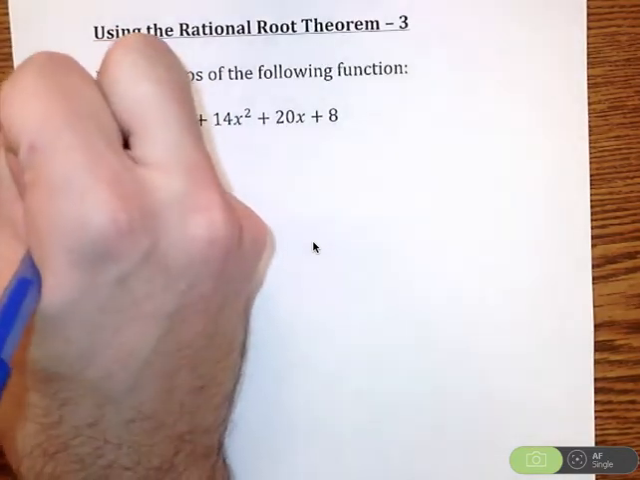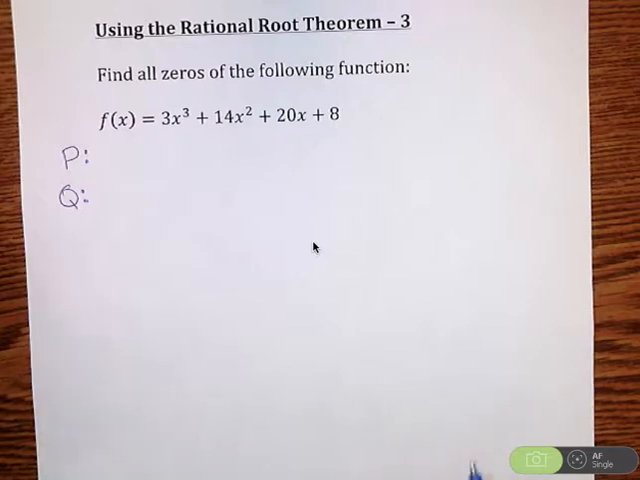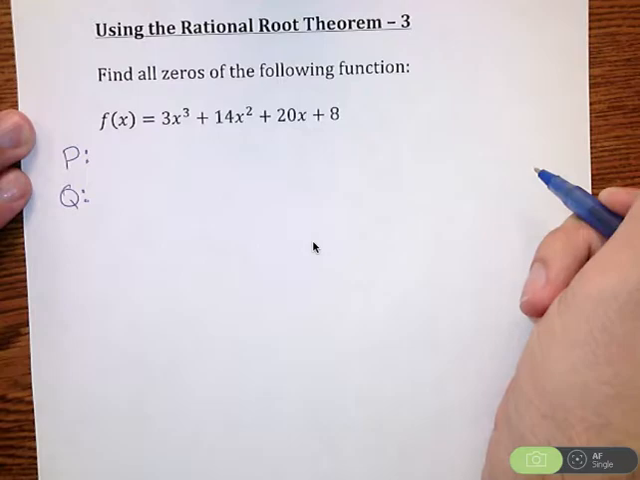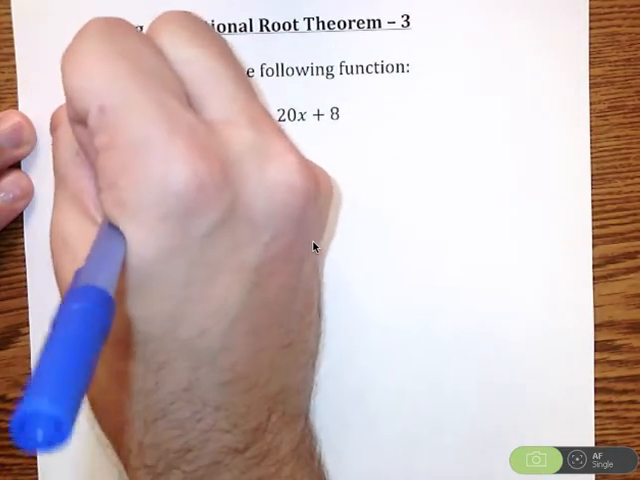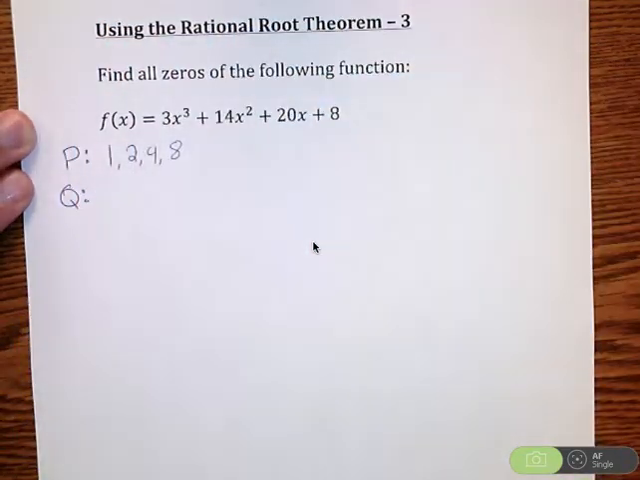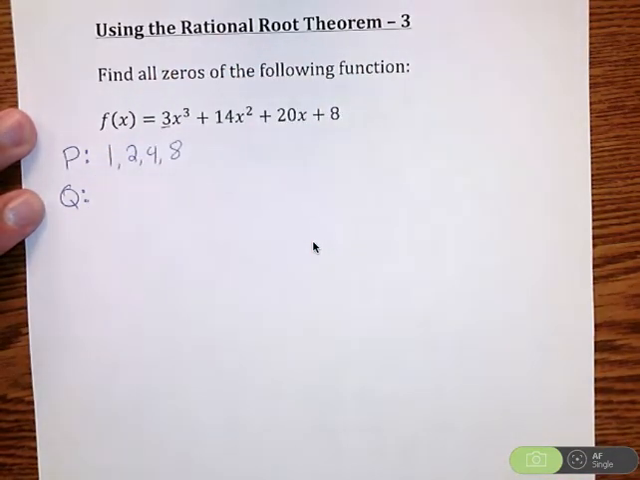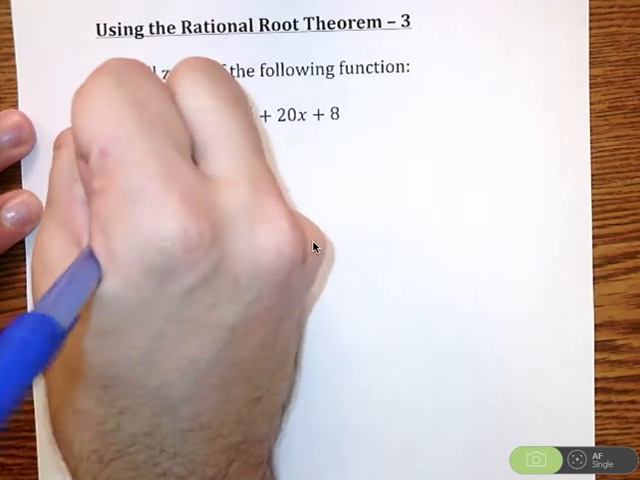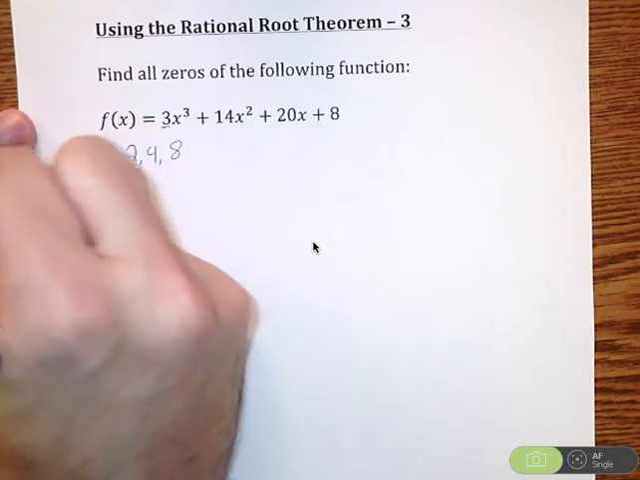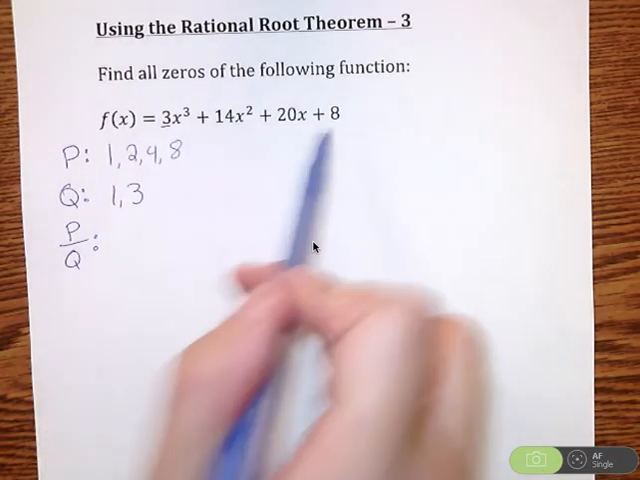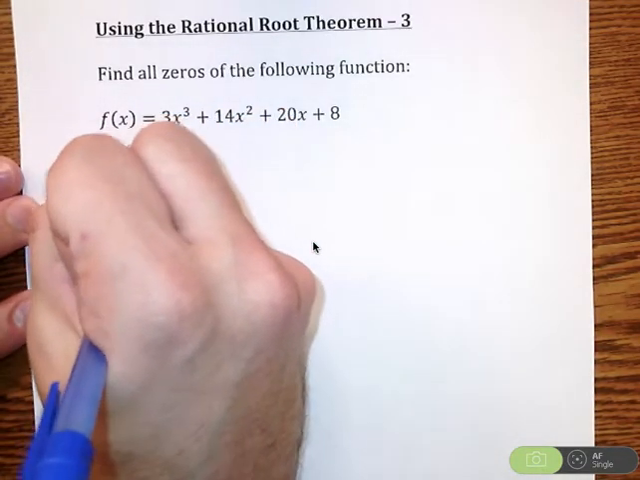The way the rational root theorem works is we're going to have a list of P and Q. If you've watched my other videos, P comes from our constant, which is the back number, and we want all factors of 8. That's going to be 1, 2, 4, and 8. Q is going to be the factors of my leading coefficient, which in this case is 3. So the factors of 3 are 1 and 3. So what I'm going to make here is my official list of all possible rational zeros.